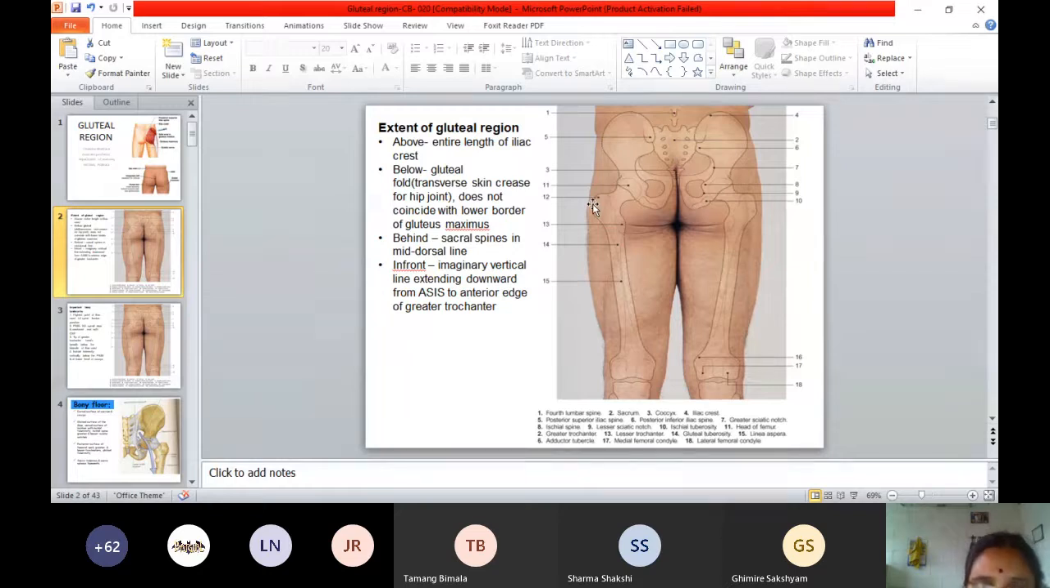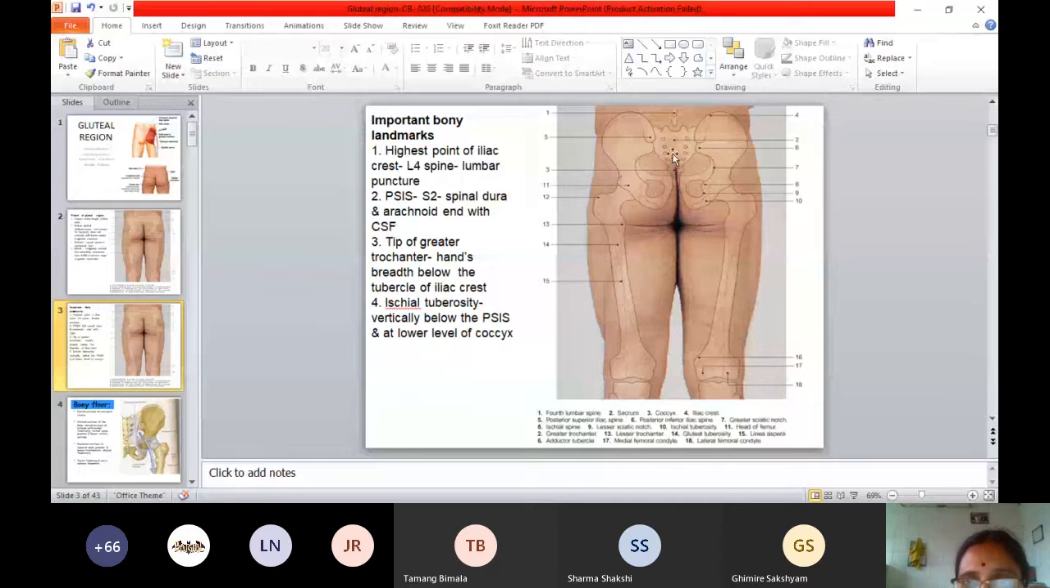Again I repeat, the extent of the gluteal region: superiorly by the iliac crest, inferiorly by the gluteal fold, posteriorly, or behind, by the mid dorsal line of the sacral spine, and anteriorly by the imaginary line passing from the anterior superior iliac spine to the greater trochanter.